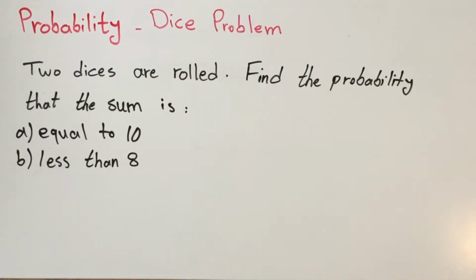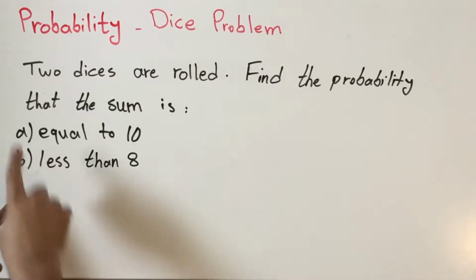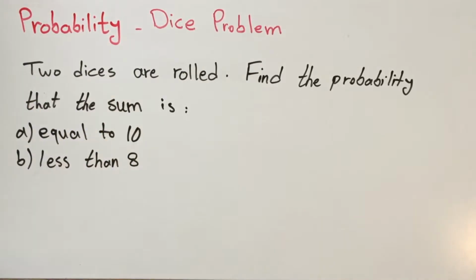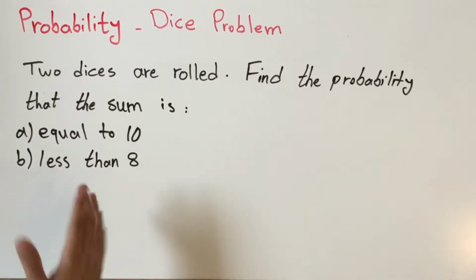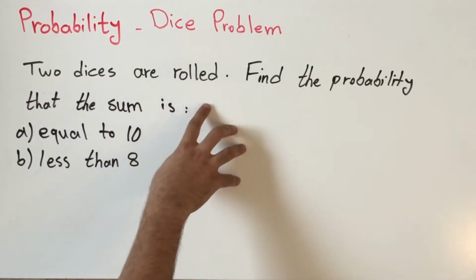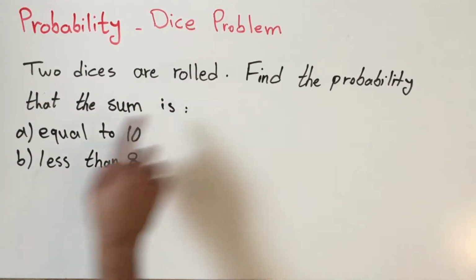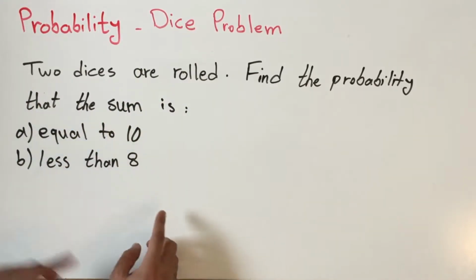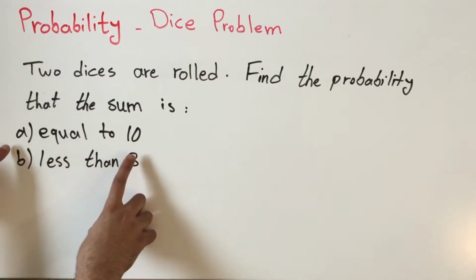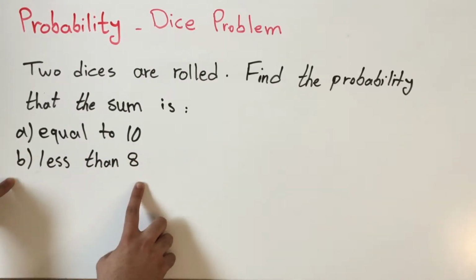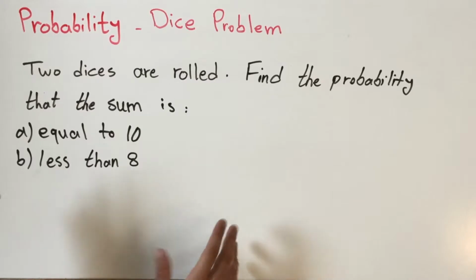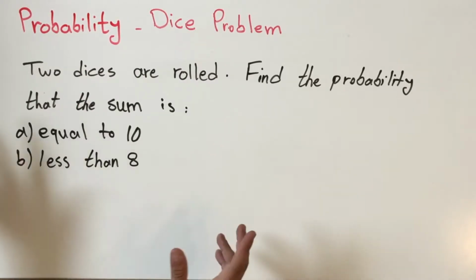In this video, I'm going to explain one question related to probability when we are rolling two dice. The question is saying that two dice are rolled. We have to find the probability that the sum, in part A, is equal to 10, and in part B, less than 8. So when we have a question like this, what is the first step?